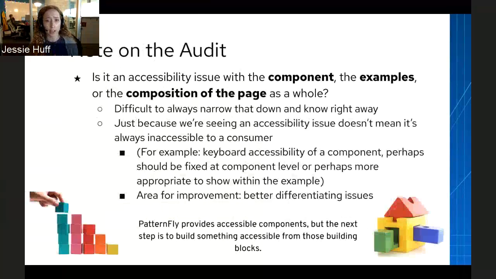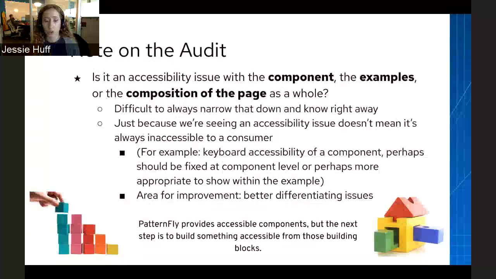Quick note on the audit: when it comes to testing accessibility within the context of a design system, it can be difficult to narrow down where the issue is from. Is it in the component? Is it in the example itself? Or is it the entire composition of the page as a whole? That can be very challenging to know, and so it's something we've been working through and trying to understand where these things that we're seeing are happening.